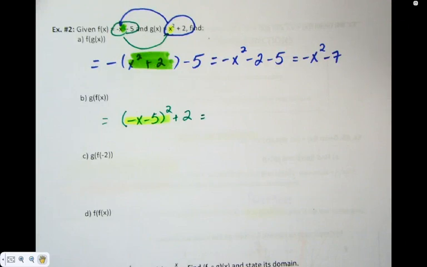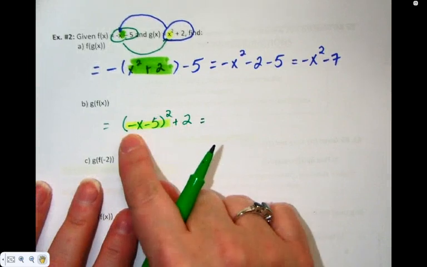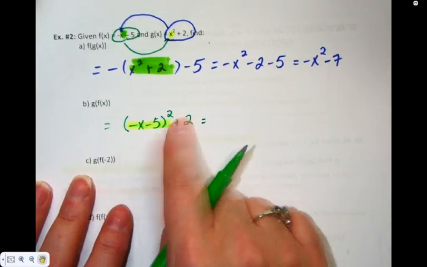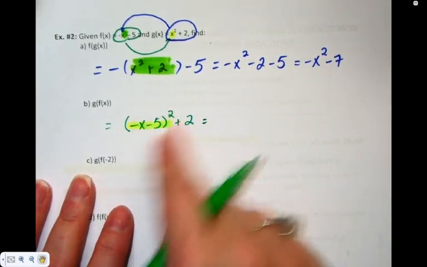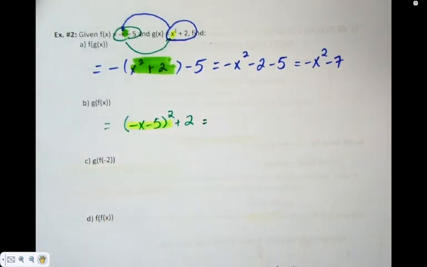What do I do with negative x negative 5 squared? Now what your brain might want to do is start to distribute this exponent. And people go negative x squared, and then negative 5 squared is 25. Is that how we do a binomial squared? No, that's kitten killing up on the poster. We can't distribute an exponent when it's a binomial. What do we do then?